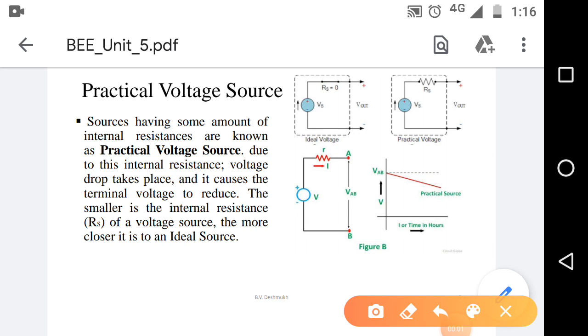Practical voltage source. A source that has some amount of internal resistance is known as a practical voltage source. This figure represents the practical voltage source diagram. Practical voltage source has some key points. First, a practical voltage source cannot provide constant voltage to the load. Second, a practical voltage source has some internal resistance. Third point, practical voltage sources are available in this universe.